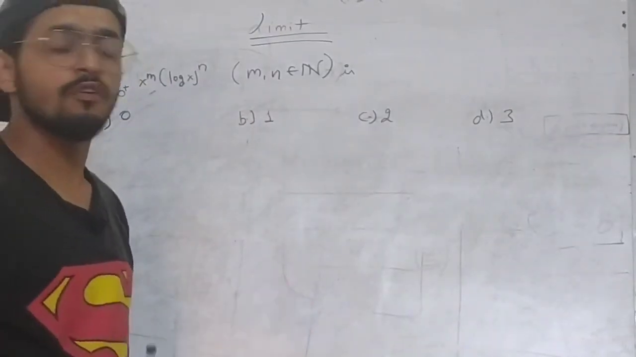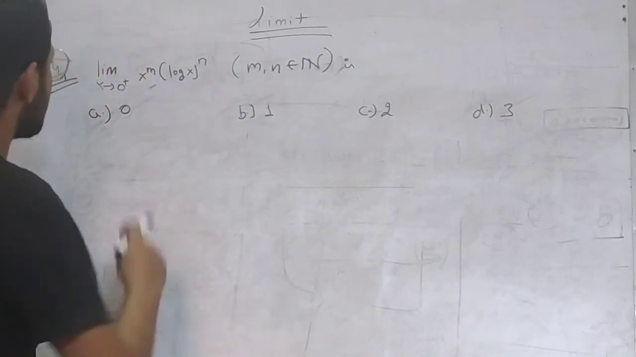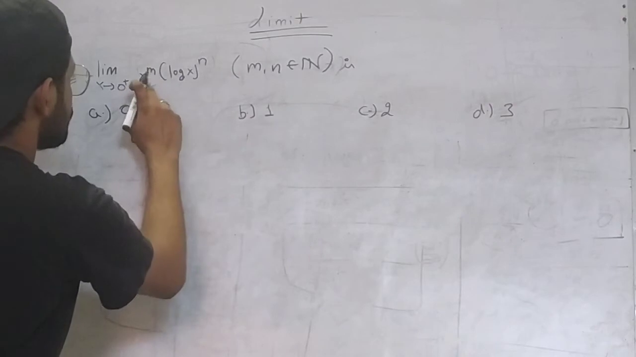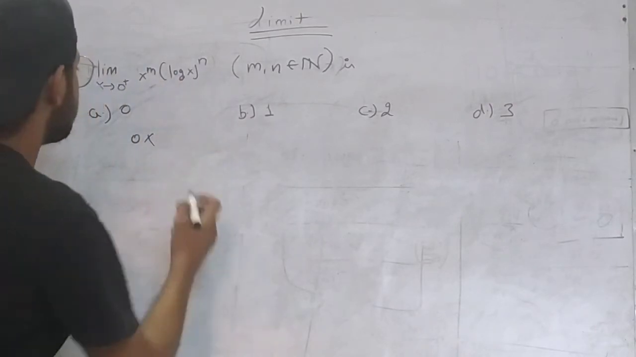So this will be our fourth question. Without wasting time, let's do this question. If we apply 0 directly here, it will be 0 into log x; log 0 is not defined, which means it's infinity.